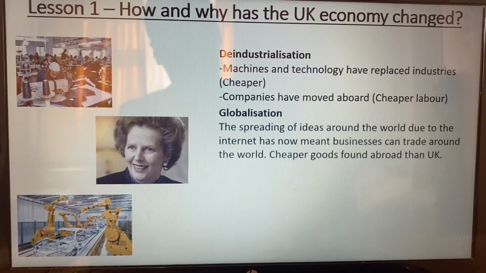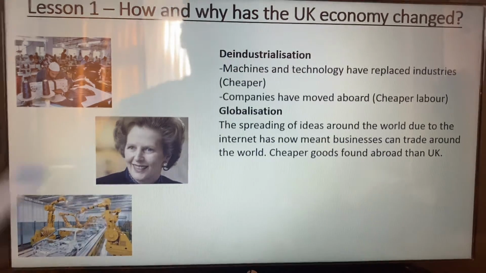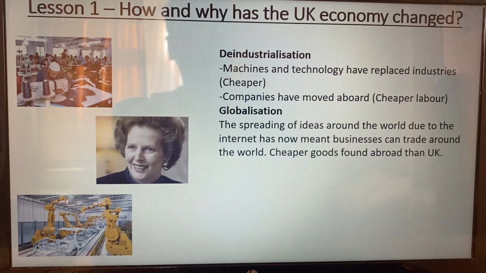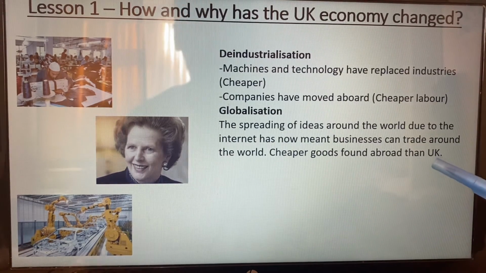The second reason is globalization. Globalization is the growth and spreading of ideas around the world, and this has happened because of the internet. But how has that changed the UK economy? Well, people can now trade worldwide. You can buy goods from away from the UK and it'll be much cheaper.